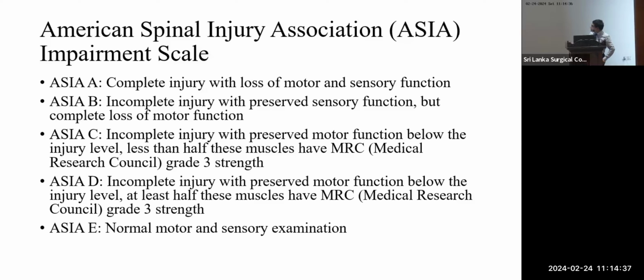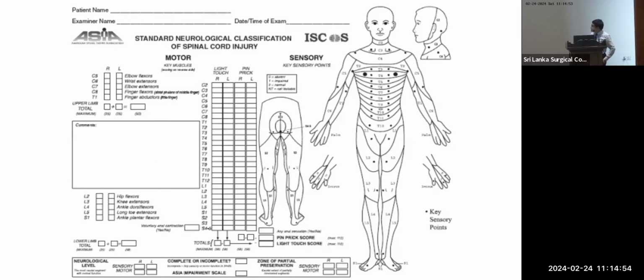C is preserved motor function, but less useful. D is preserved motor function with fairly good function. And there's a well-known ASIA chart that can be very useful in documenting your findings and monitoring. Although you may have forgotten the dermatomes and root values, this ASIA chart has all these details, so it's very easy to document and see what happens over a period of time.